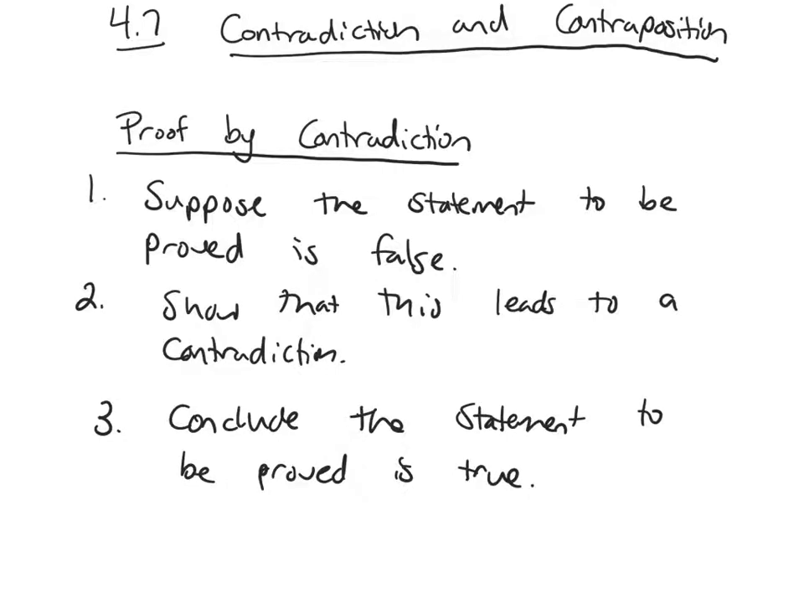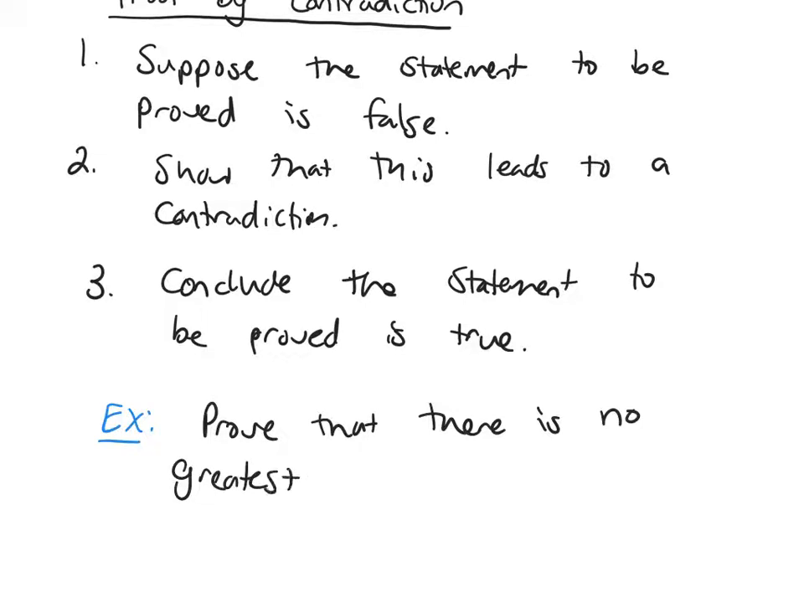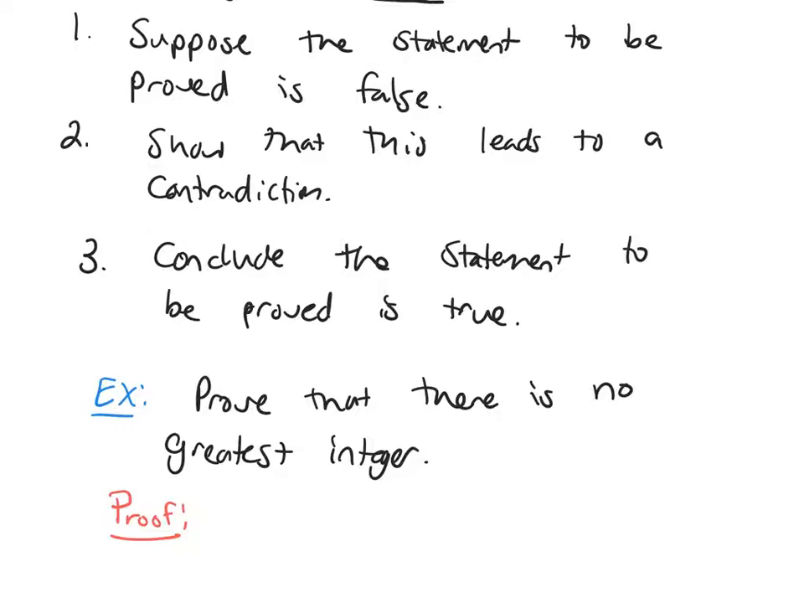So we're going to look at one example of proof by contradiction, and it's the following. Let's prove that there is no greatest integer. So we're going to prove this by contradiction. Start our proof off here. Now remember our steps. Let's go back.